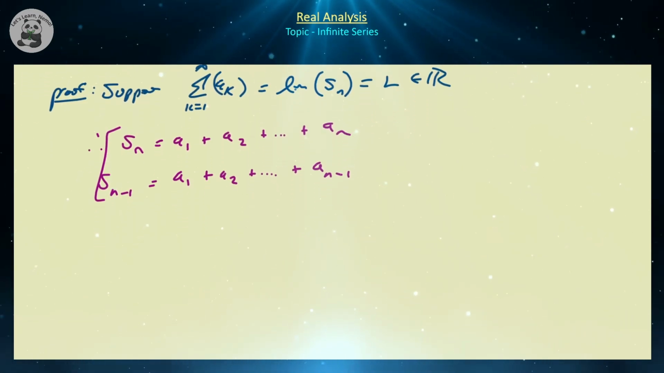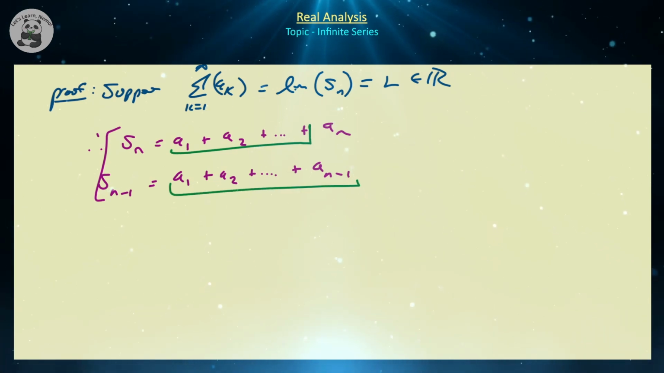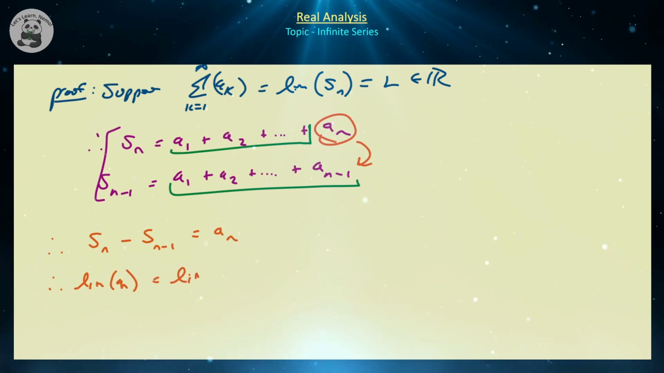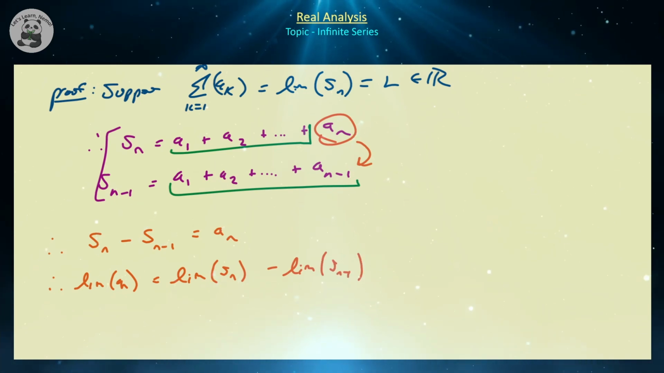And now, if I look at this, the only difference between these partial sums is that An is missing from the right one. So if I look at the difference between them, I'm going to have Sn minus Sn minus 1 will be equal to just An. So if I rearrange this and take the limit of both sides, then I'm going to have the limit of An will be equal to the limit of Sn minus the limit of Sn minus 1.